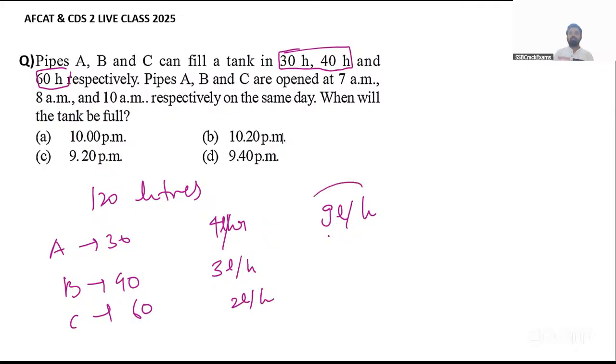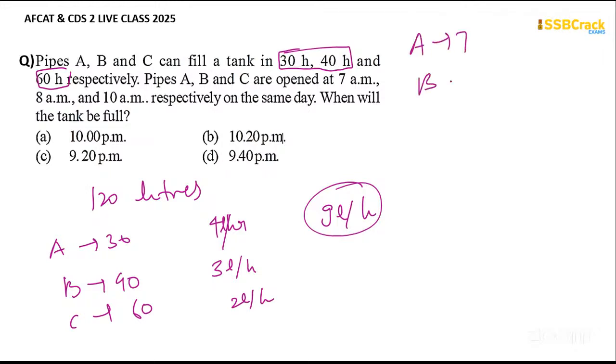Okay, so the total amount going in per hour is 9 liters per hour. Now we need to find the time. We are given that A, B, C are opened at 7 a.m., 8 a.m. and 10 a.m. So A is opened at 7, B is opened at 8, and C is opened at 10.